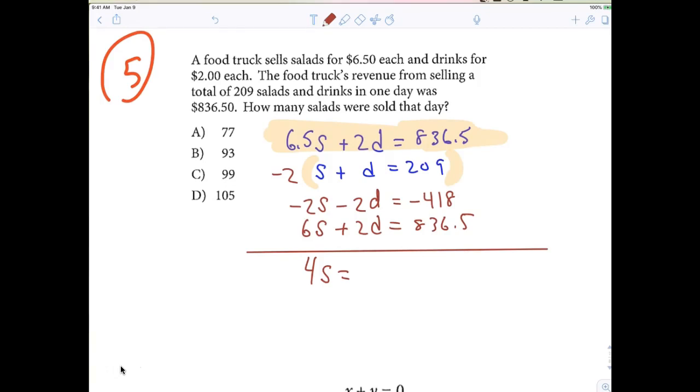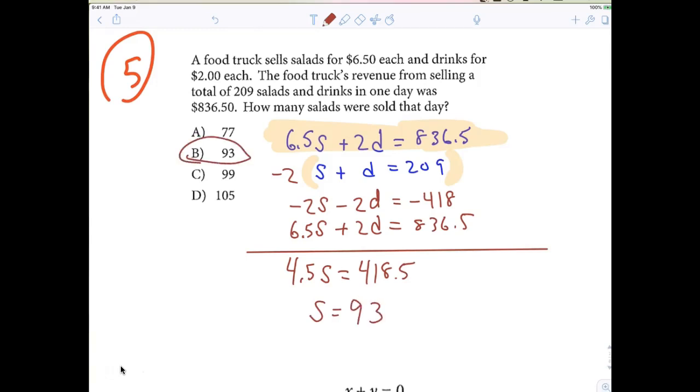Oh, yes, thank you. Hold on one second. I gotta fix this. All right, yeah. So 4.5s is equal to, now tell me. 418.5, and so s is equal to 93.